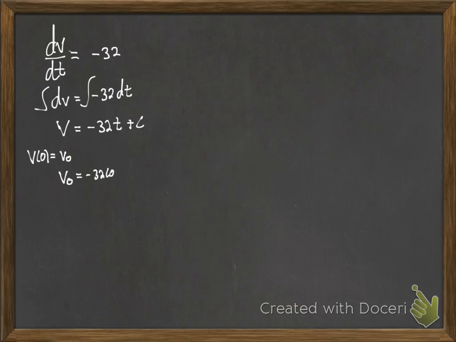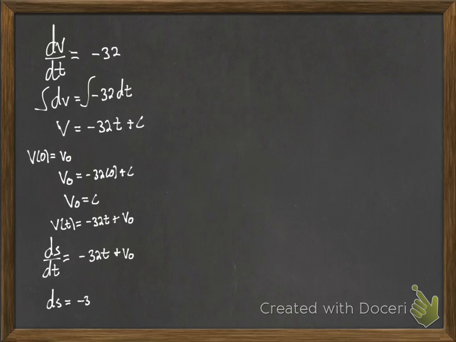And so v0 would be negative 32 times 0 plus C, in which case v0 is equal to C, or C is equal to v0. So we get a particular solution for our velocity now, which would be negative 32t plus v0. So now we have velocity. Now position is the antiderivative of velocity, so I can write down this differential equation: ds/dt is negative 32t plus v0.